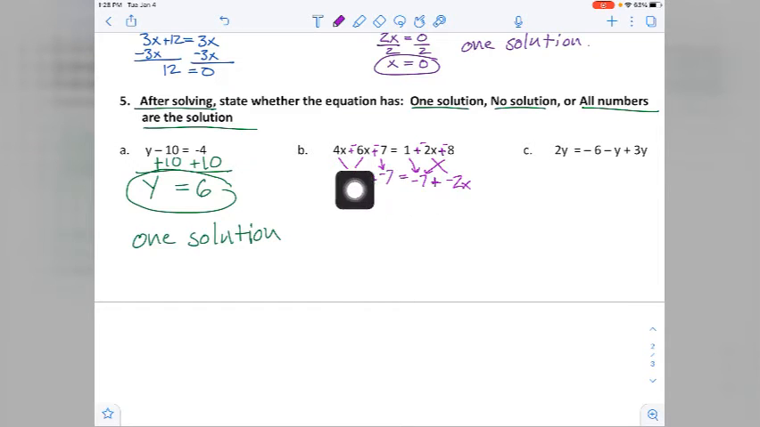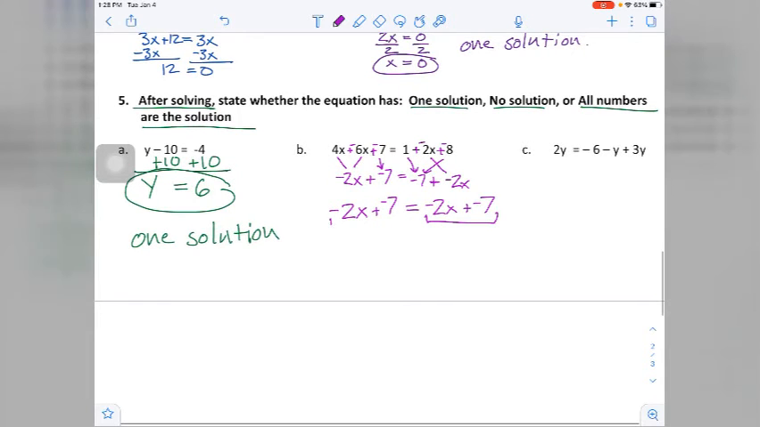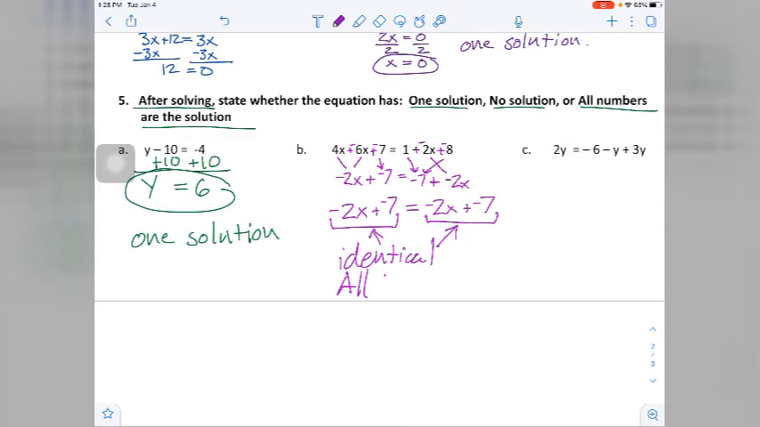Now you may notice that we have the exact same terms on both sides. If I was to use the commutative property, I could leave one side the same, but I could change the other side to -2x plus -7, and we will notice that they are the exact same. So these are identical. Identical expressions, and therefore all numbers are solutions.